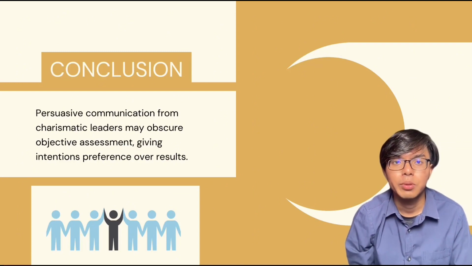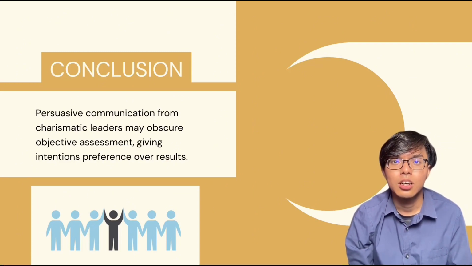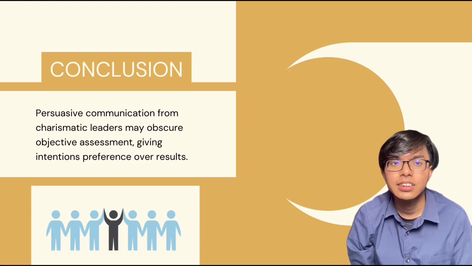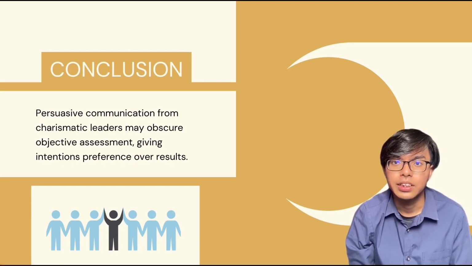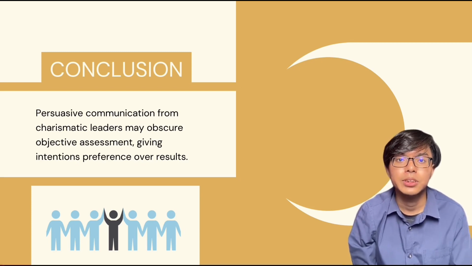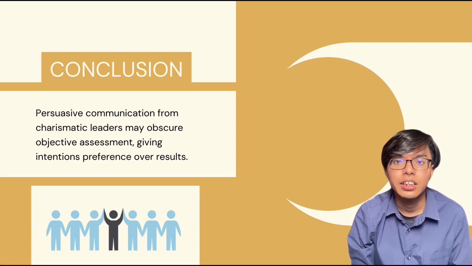Persuasive communication from a charismatic leader may obscure objective assessment, giving intentions preference over results. This phenomenon can create a bias where the leader's compelling vision or personal charm influences perceptions, potentially hindering a clear and unbiased understanding of outcomes.